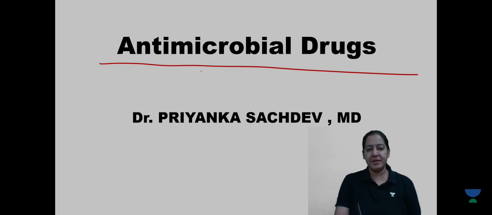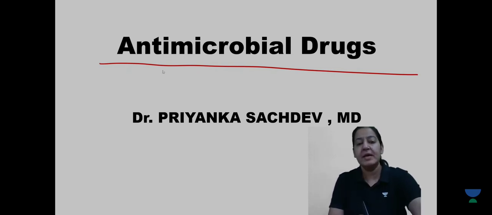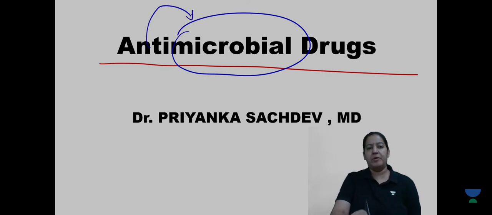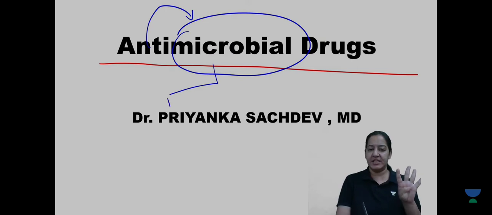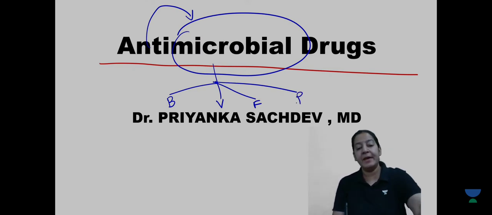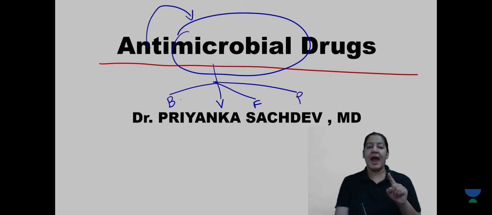So in the antimicrobial drugs, what are antimicrobial drugs? Antimicrobial drugs are the drugs which kill microbes, which act on the microbes. What are microbes? There are four types of microbes. It can be a bacteria, it can be a virus, it can be a fungus, and it can be a parasite.